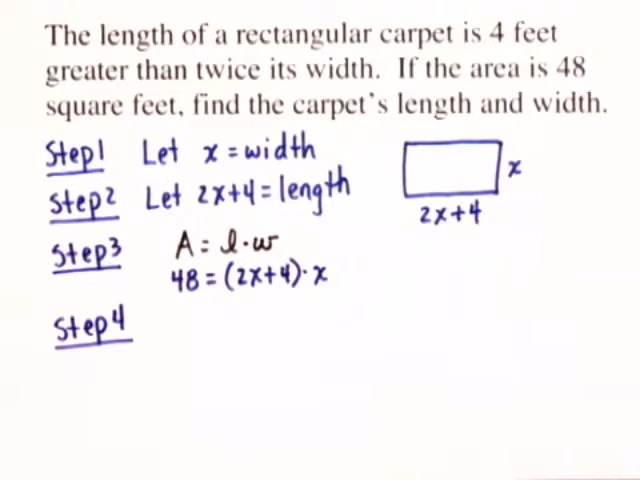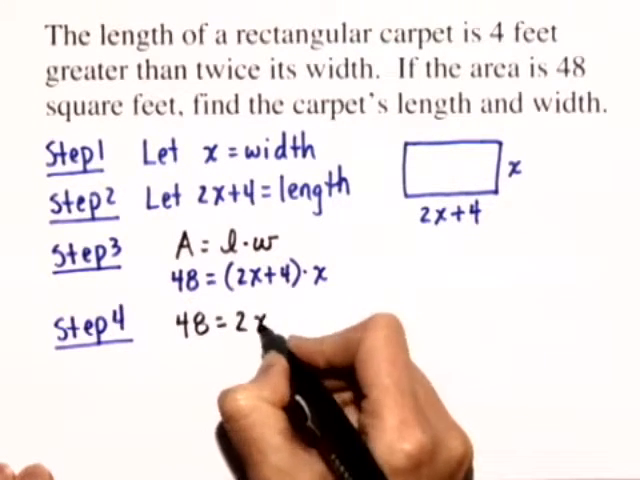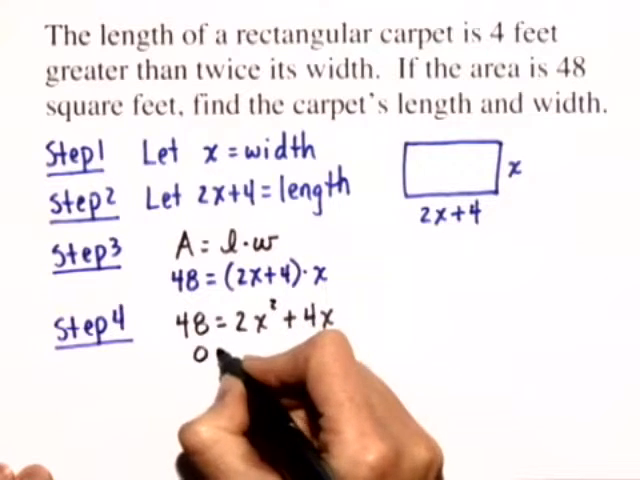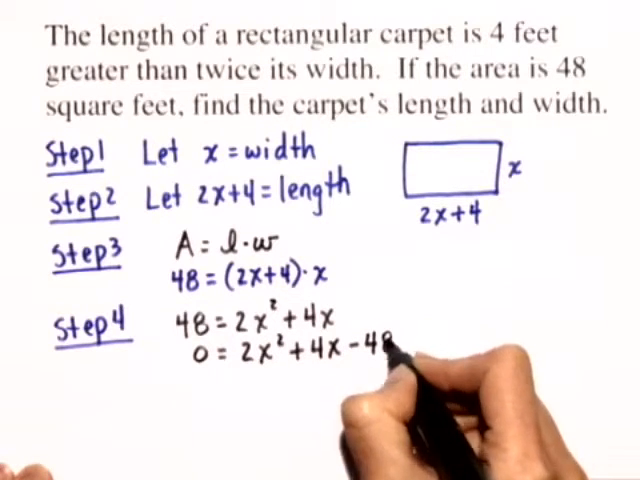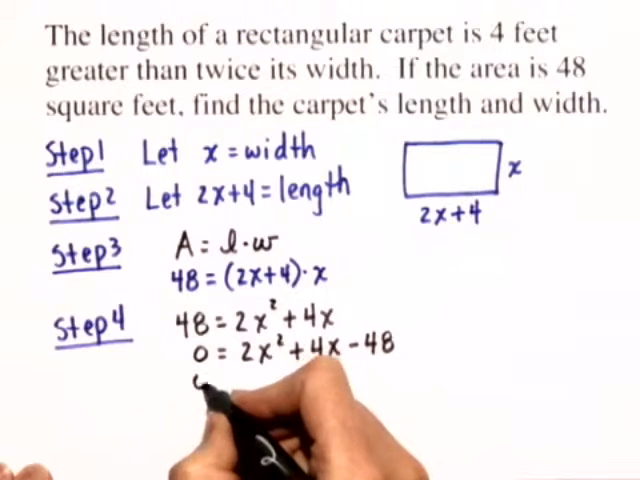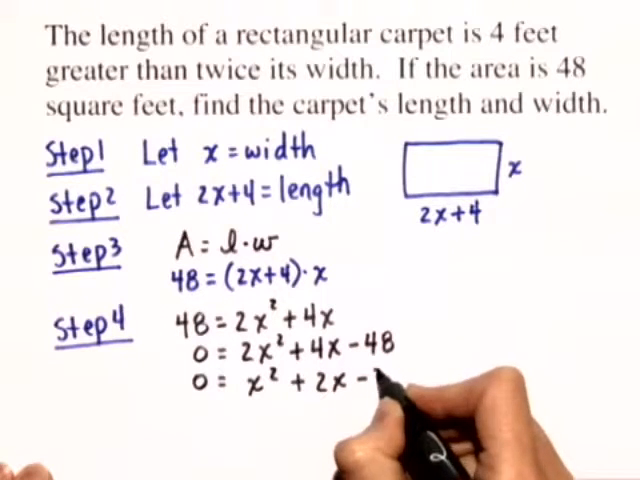So if we solve this, we need to distribute on the right-hand side, and we get 48 equals 2x squared plus 4x. Let's subtract 48 from both sides, and we'll get 0 equals 2x squared plus 4x minus 48. Now, we can factor this equation as it is, or we can notice that each term on the right-hand side is even, so that means each term is divisible by 2, and we'll have some smaller numbers that we need to factor. So let's divide every term on both sides of the equation by 2, and we'll get 0 equals x squared plus 2x minus 24.